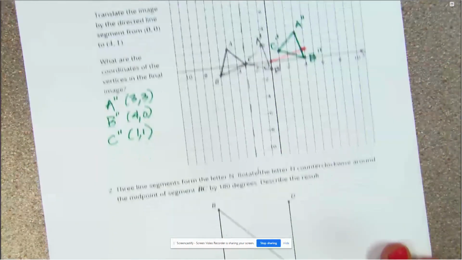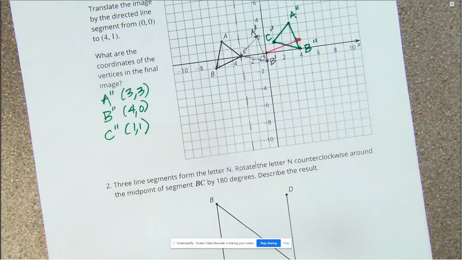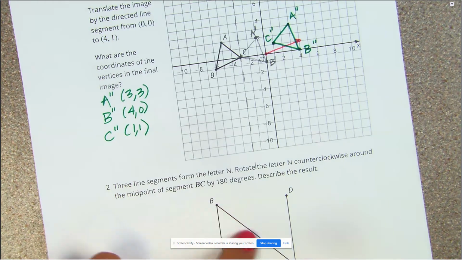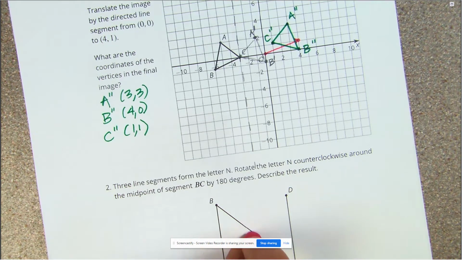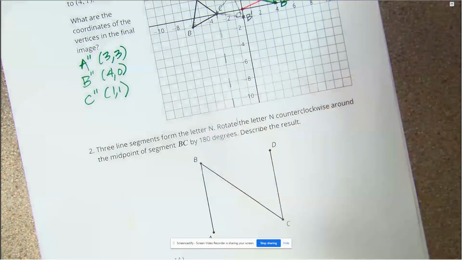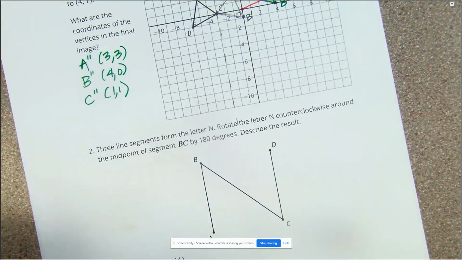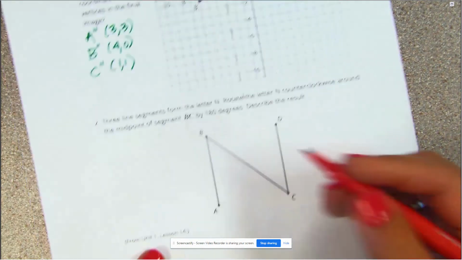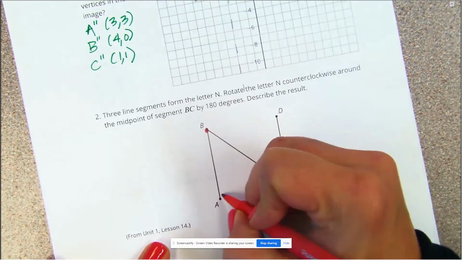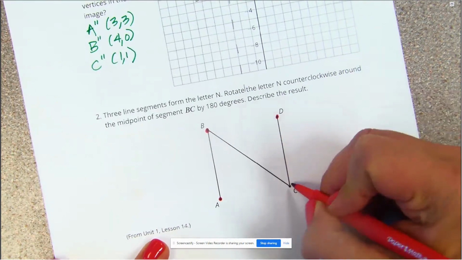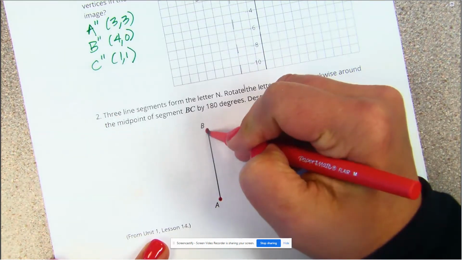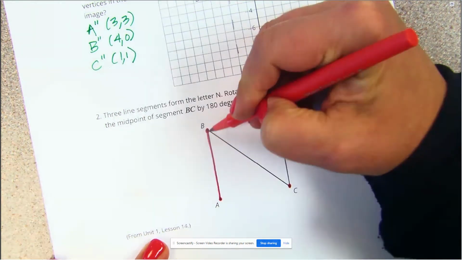Rotate the letter N counterclockwise around the midpoint of segment BC 180 degrees. Describe the result. Now, some people might be able to visualize this. I want to actually try to perform it. So I'm going to get a piece of paper, and I'm going to outline this so I can see it underneath the paper. Yeah, tracing paper would really be good.